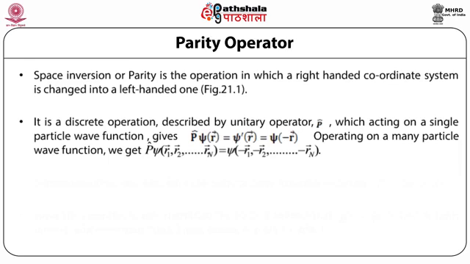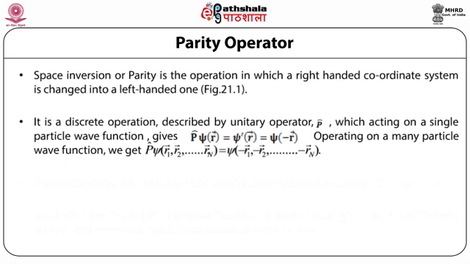Now when this parity operator acts on a many particle wave function, we get the relation: parity operator P acting on the many particle wave function psi of position vectors r1, r2 and so on till rn, corresponding to the n particles, gets transformed to the wave function psi of minus r1, minus r2 and so on till minus rn, where now these new position vectors correspond to the same n particles after the transformation.